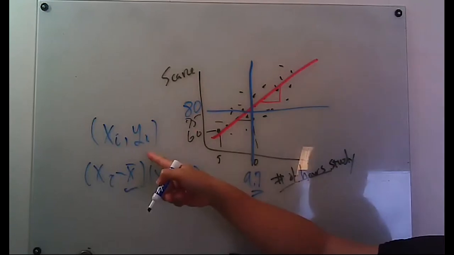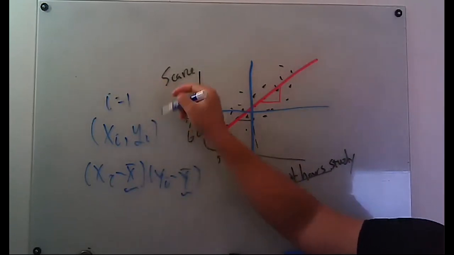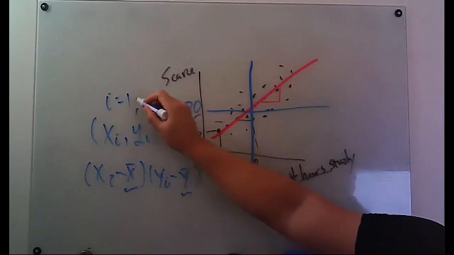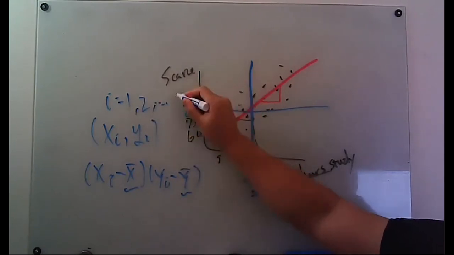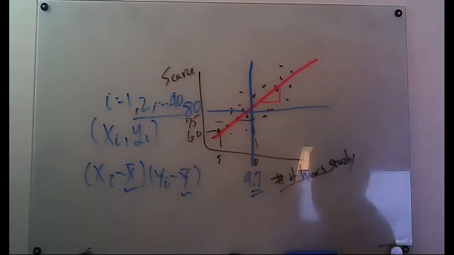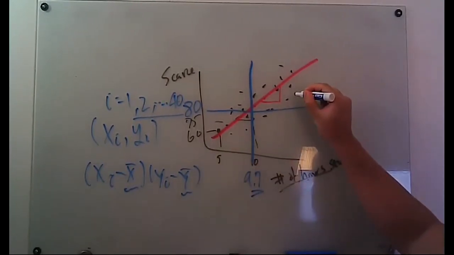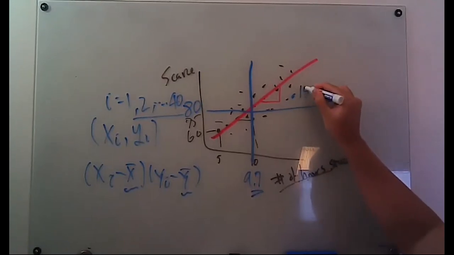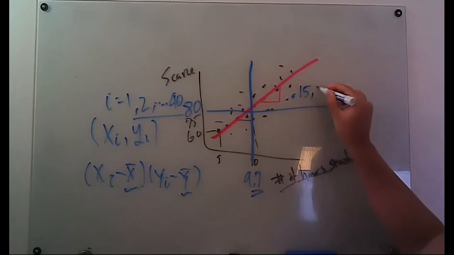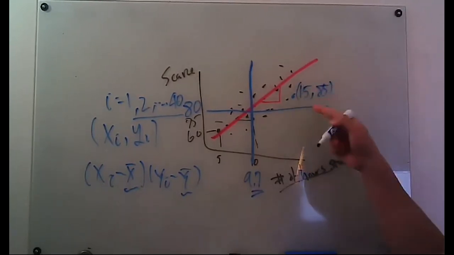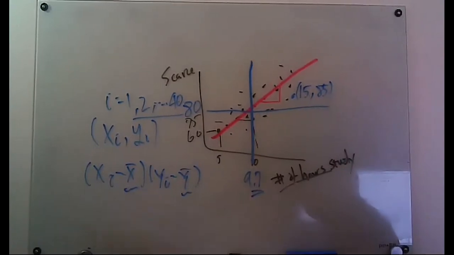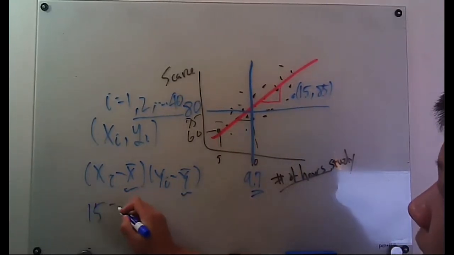i is the individual. So i can be number one, that is observation one. It can be observation two. Let's say we have 40 students in our class, then it's gonna go up to 40. So how it works is, let's just pick some number, something like over here. Let's say this person studied 15 hours and got 85. We said x bar was 9.7, and xi was 15. So what we get in the first part is 15 minus 9.7, right?